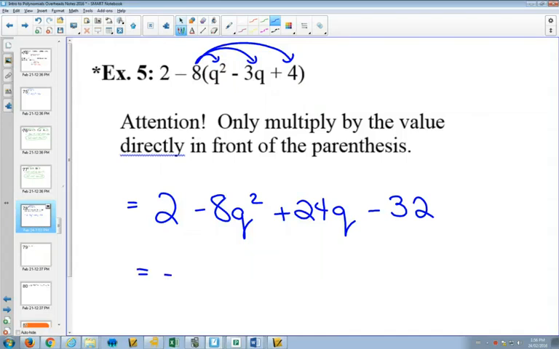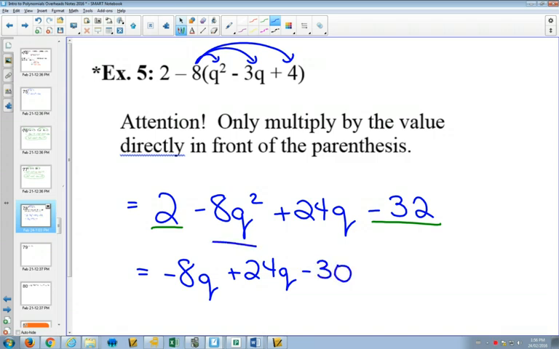Now, do we have any like terms? Nothing with the q squareds. Nothing with the q. But we have a 2 and a minus 32. If you have 2 and you subtract 32, where are you going to end up on your number line? Negative 30.